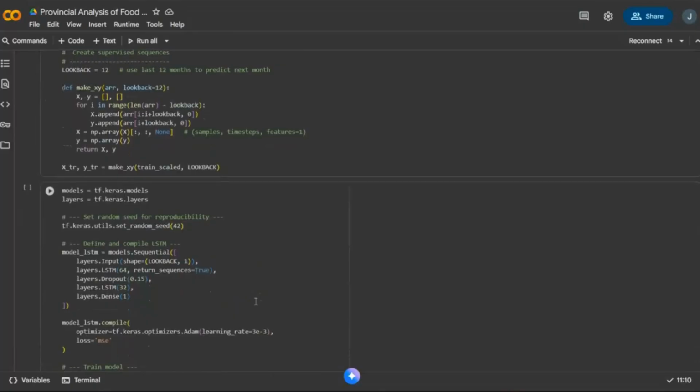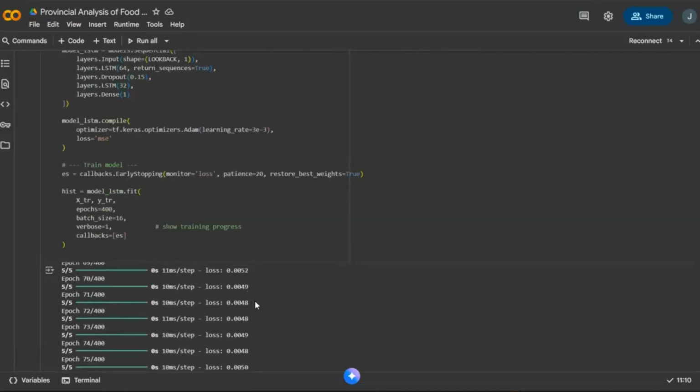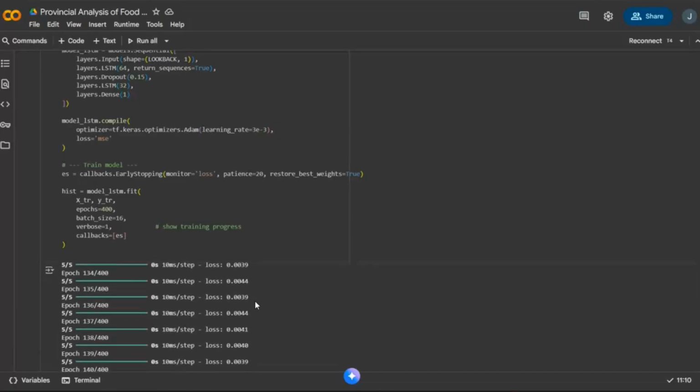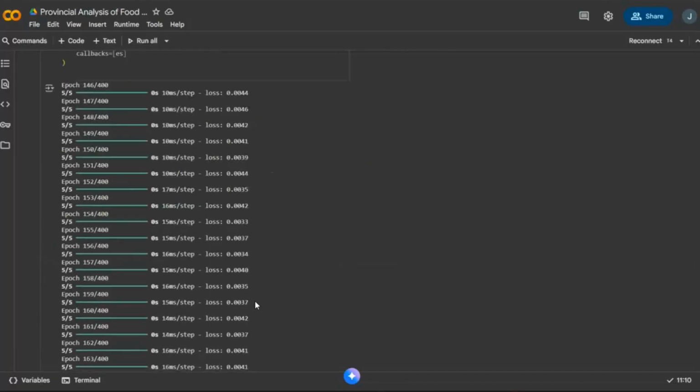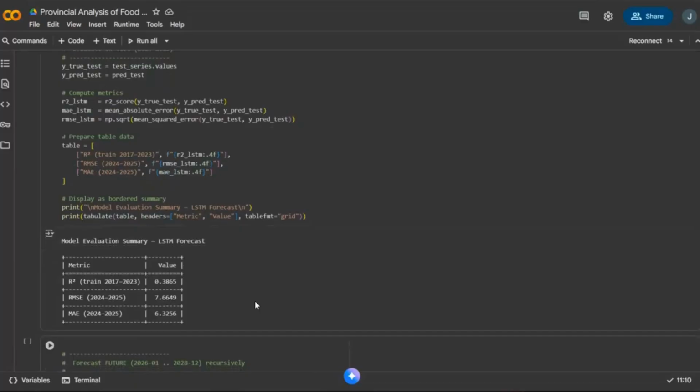We used two stacked LSTM layers with 64 and 32 neurons, a dropout rate of 0.15, and Adam optimizer with a learning rate of 0.003. However, since the dataset contained only 8 years of annual data per province, the sequential length was too short for deep learning. The model underperformed with R-square of 0.3865, RMSE of 7.66, and MAE of 6.32.